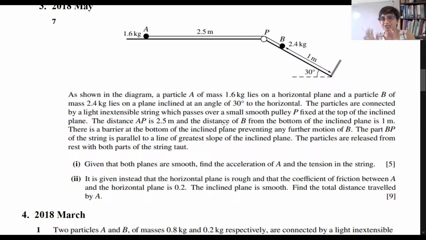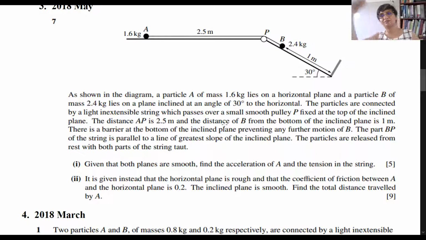So there are two parts to this motion. If you focus on the motion of particle A, first it moves while the string is taut. It moves 1 meter like that. That's the 1 meter that B moves till it hits the barrier. Then after B hits the barrier, after A has moved 1 meter, the string becomes slack and tension is no more there. And particle A will continue to move because it was already moving.